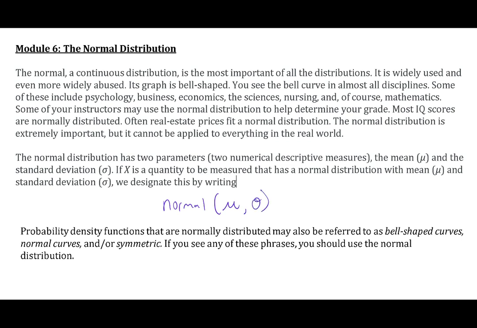Probability density functions are normally distributed, and they may also be referred to as bell-shaped curves. Here's some important stuff that you should take down. If you ever see the phrases bell-shaped curves, normally distributed, approximately normally distributed, a normal curve, or a symmetric distribution, you should automatically think about using the normal distribution.